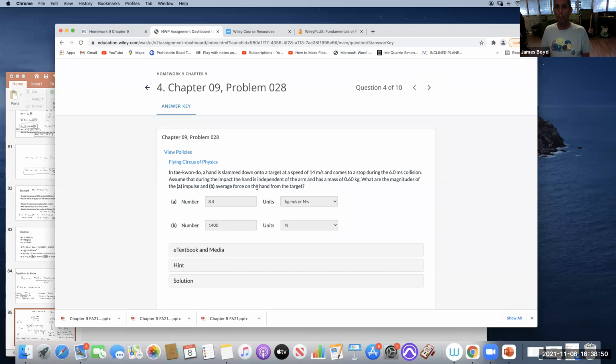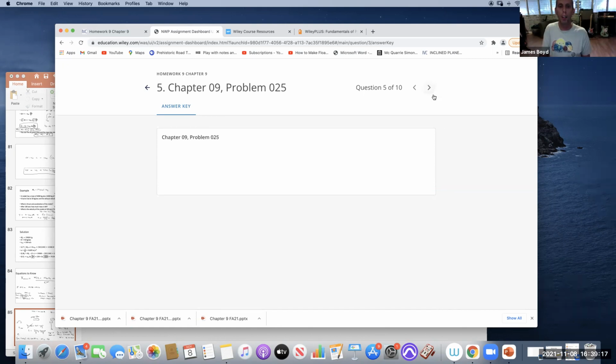So the impulse is just the change in momentum. We're assuming v final is 0. So mv final is 0 minus mv initial. But if we assume v initial is negative, then we get 14 times 0.6. That's just our momentum, our initial momentum. Our average force is that initial momentum divided by 6 milliseconds, 6 times 10 to the minus 3. It's not too bad. Plug and check, really.